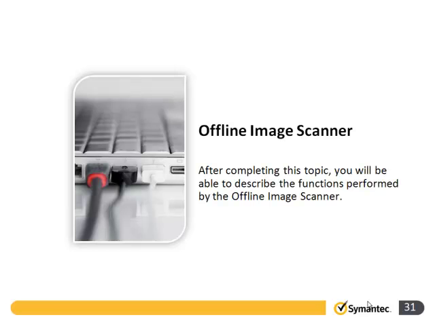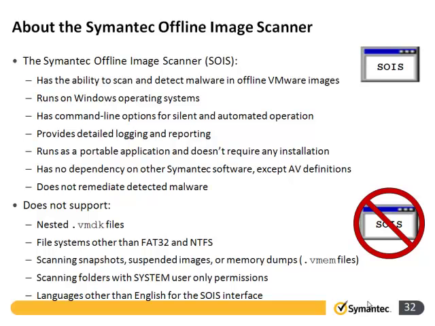Offline image scanner. So what does the offline image scanner do? Well, the offline image scanner basically enables you to scan and detect malware in offline VMware images, so the VMDK files. It runs on Windows operating systems only, has command line options to enable you to configure the running of it, and provides detailed logging and reporting. It doesn't do any remediation, it just logs the information. It doesn't have any dependency on other Symantec software, except the AV definitions.